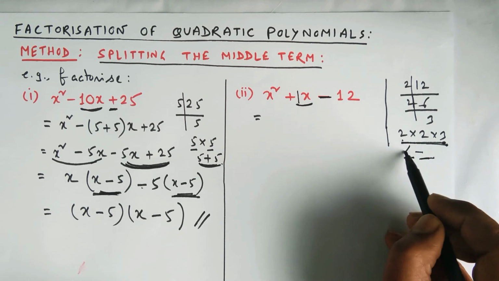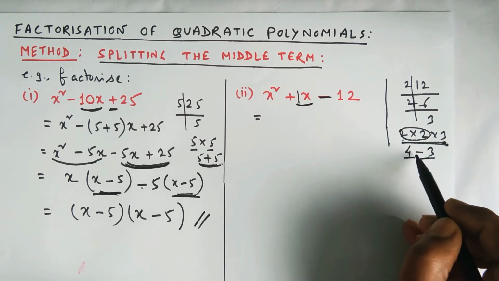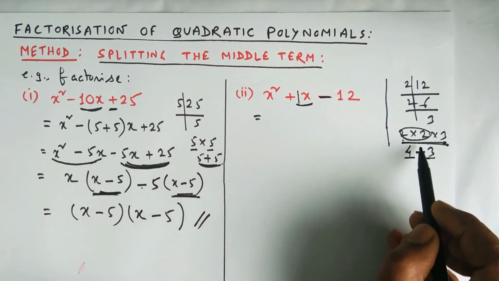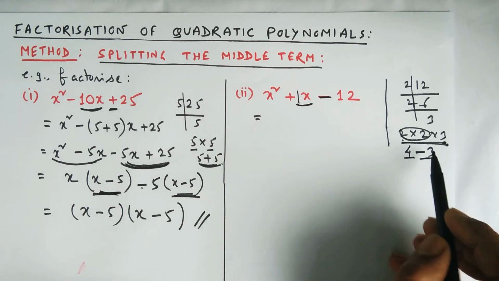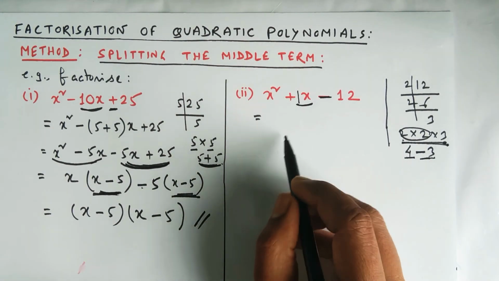So 2 into 2 is 4. I multiply these two numbers, 2 into 2, 4. Then here it is 3. I'm doing minus. Why? Because this sign is minus. If it is plus, I have to do plus. Now since this sign is minus, I'm doing minus. So 4 minus 3, check it, 1. Correct.